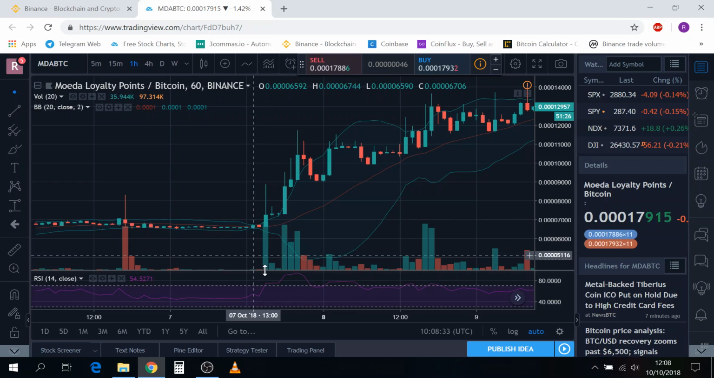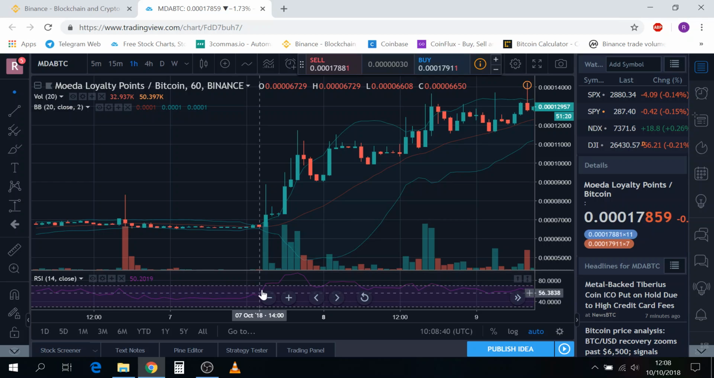Bollinger Bands, because of the high volume, they start to widen apart. Also, the RSI is indicating price is going up. So when you see all of these three, you enter the market, you make your purchase. You make your purchase right about here, at about 6,750 sat.